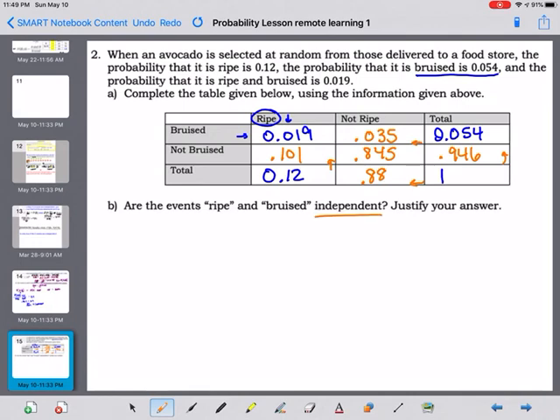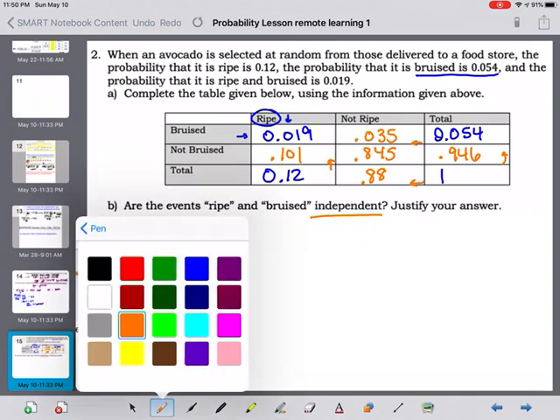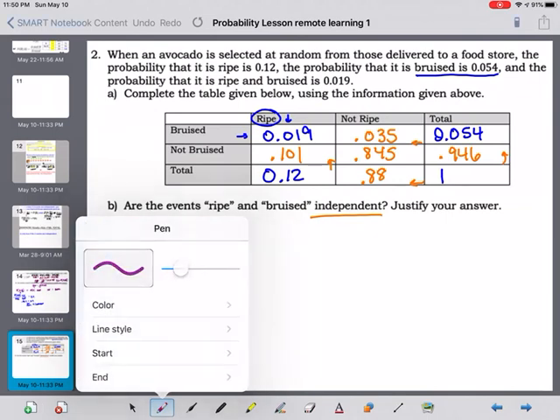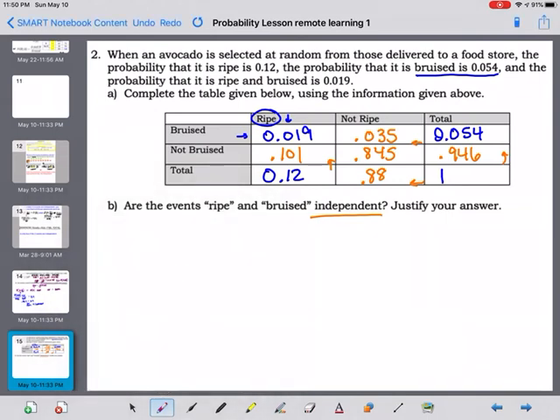So if we want to see, are the events ripe and bruised independent, what would this mean? Well, it means that if an avocado is ripe, does it affect the percentage that are bruised? If more of them are coming in ripe, is there a chance that more of them are going to be bruised? Or do these things have nothing to do with each other? We can find this out mathematically, and therefore we can actually use it to make determinations on things.